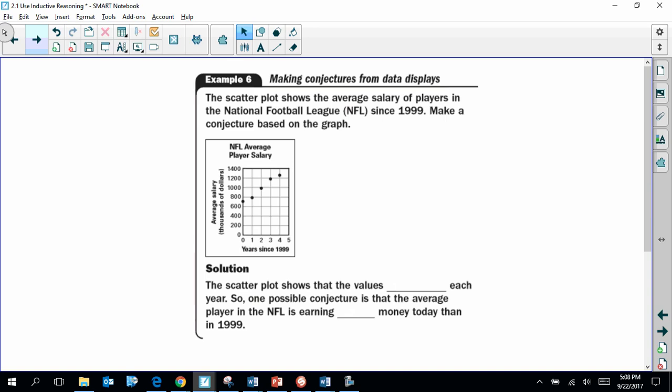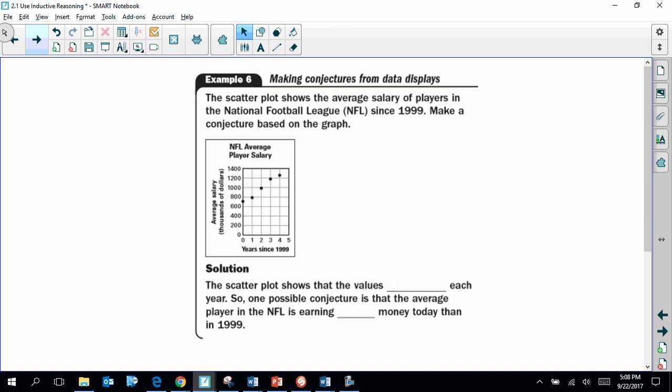So here, this is a very basic kind of prediction that we're using. This is again something that you may have seen in Algebra 1 where you're looking at a scatter plot of the average NFL player salary. Okay, what we want to do is to make a conjecture based on the graph. Now the solution is mostly given to you based on what you're seeing.